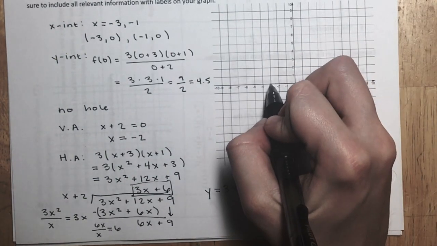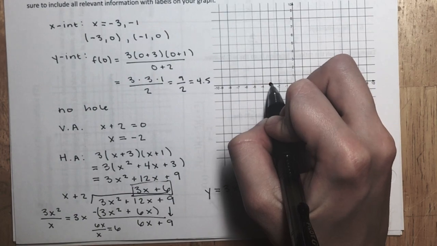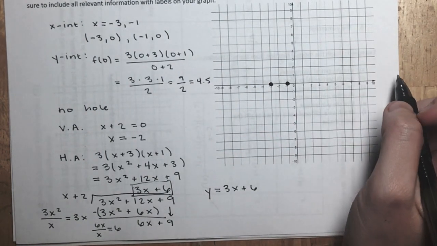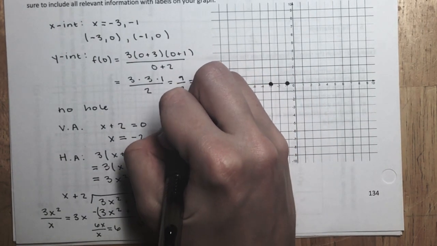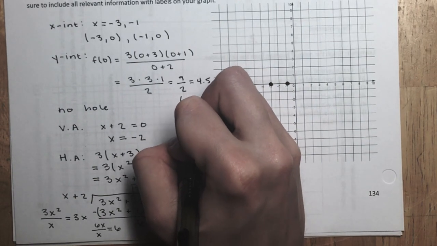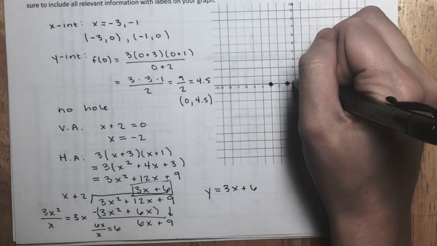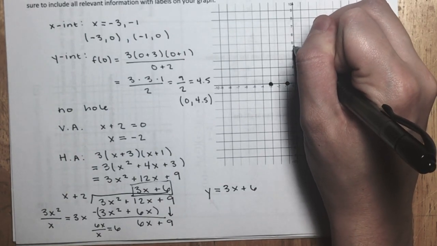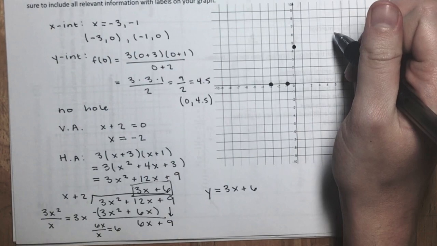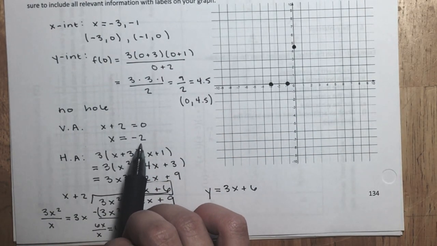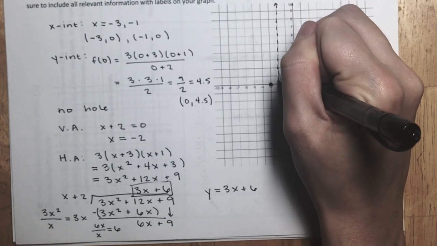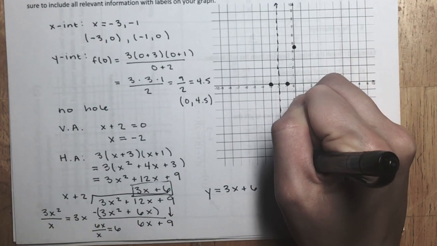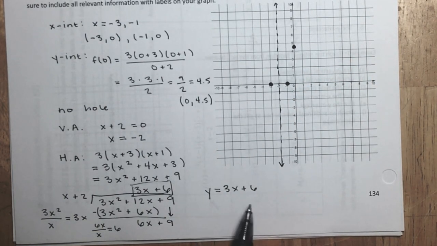So we have an x-intercept at -3. We have another x-intercept at -1. We never wrote out the point value, so we know that if it's a y-intercept, it's 0 and then 4.5. So 0, 4.5. We have no holes. We have a vertical asymptote at x equals -2. And we have this slant asymptote at y equals 3x plus 6.